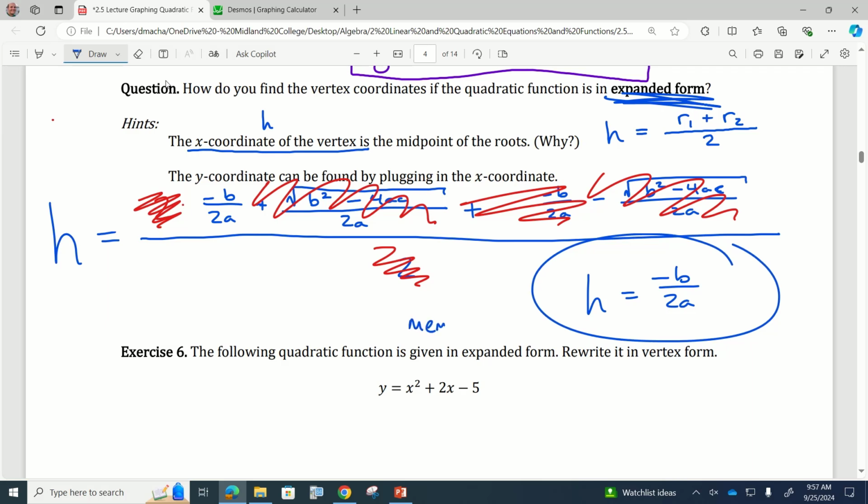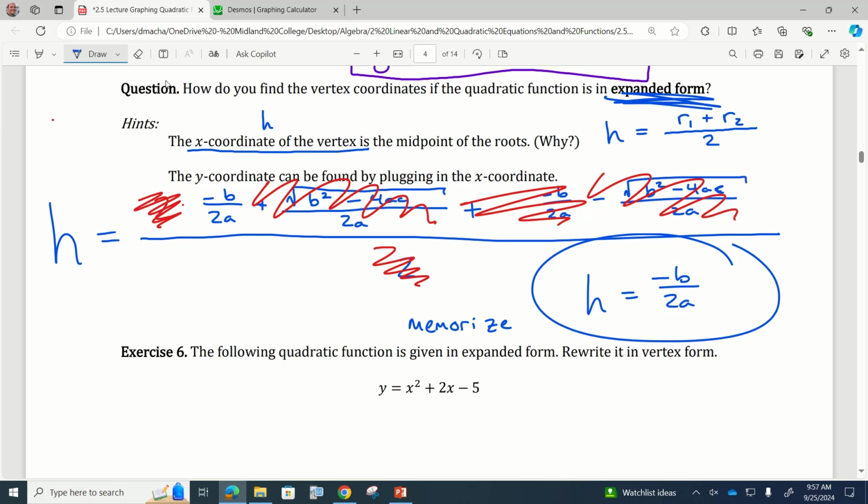That's a formula worth memorizing. It's also the first term in the quadratic formula. So if you've already memorized the quadratic formula, that should be easier to remember. But this is how I find the x-coordinate of the vertex if my function is in expanded form.